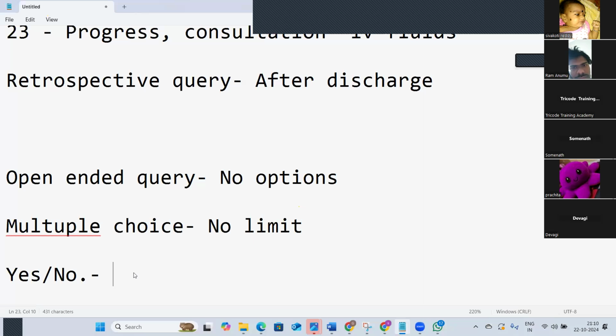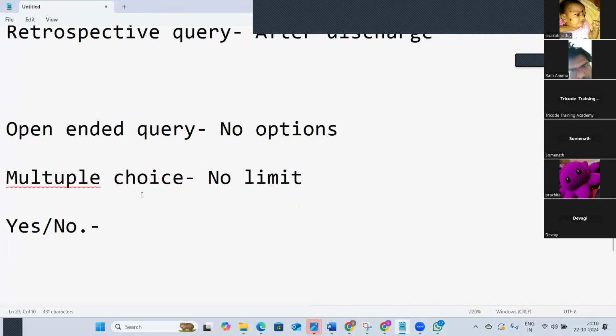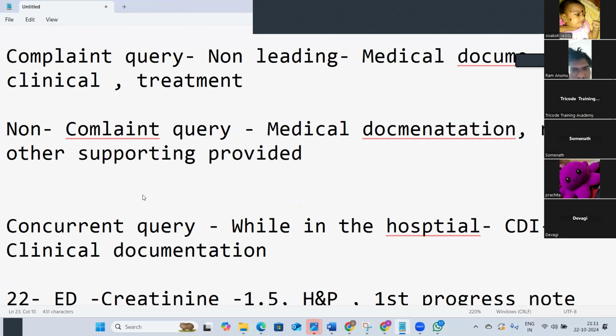Okay, done. Is everyone clear in this? What is compliant, non-compliant, retrospective, concurrent, and the options of query: open-ended, multiple choice, yes or no? If that's clear, now you're able to send a query also. If anyone wants to send a query, remember this: you can send a query to the physician based on your findings. I am done on my side. Do you have any questions? Ask me.